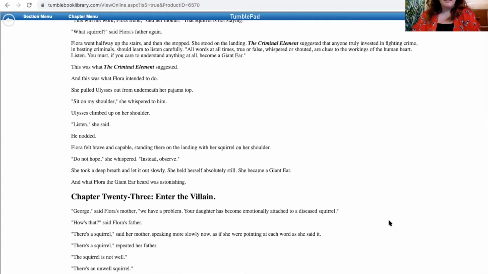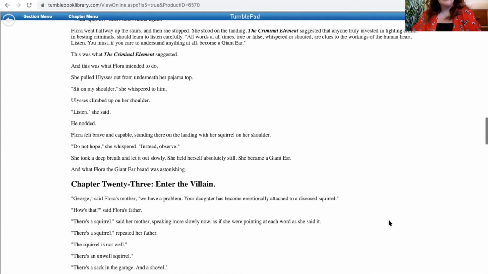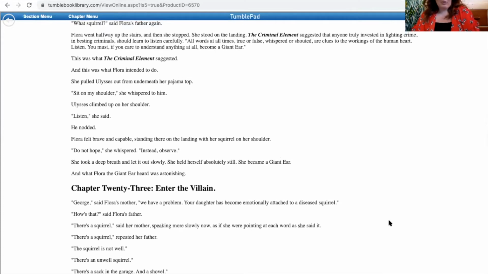Flora went halfway up the stairs, but then she stopped. She stood on the landing. The criminal element suggested that anyone truly invested in fighting crime, investigating criminals, should learn to listen carefully. All words at all times, true or false, whispered or shouted, are clues to the workings of the human heart. Listen, you must, if you care to understand anything at all. Become a giant ear. That was what the criminal element suggested, and that was what Flora intended to do.